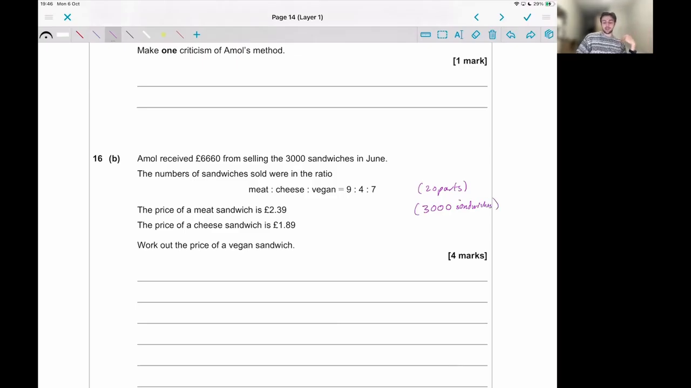How do we get from 20 to 3,000? Well, I'm going to type into my calculator 3,000 divided by 20. I could do it in my head, but I always like to check. So that's 150. So we're going to need to multiply each of those numbers by 150 to scale them up. So we do 150 times 9. We get 1350, or 150 times 4, which is 600, and 150 times 7, which is 1050. And again, you could do all of that in your head or on a pen and paper, but using your calculator just avoids mental math error.